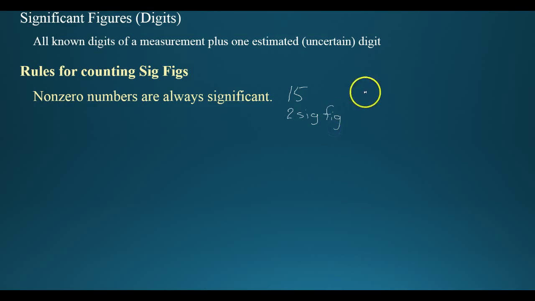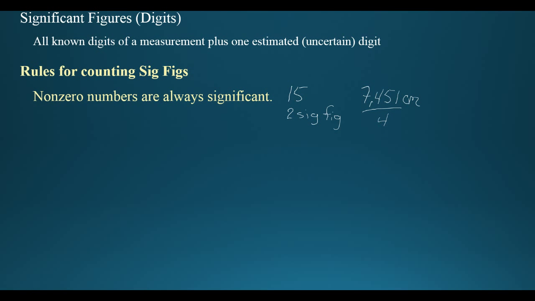So 2 sig figs. Let's take a look at this one. We have 7,451. I should probably put the unit, let's say centimeters. In this number, they're all non-zero numbers. So here we have 4 significant digits.